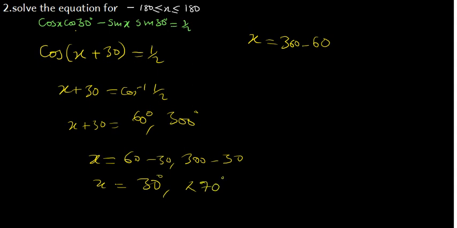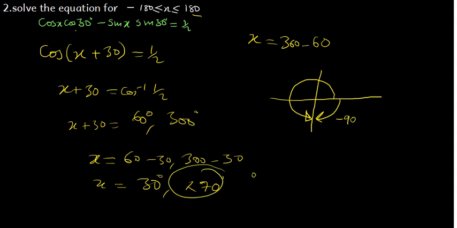Now notice that we only want between negative 180 and positive 180. So if we come on our quadrants like this, if we find 270, positive angles go in this manner. So this is our 270. But because it is out of our range, they've allowed us to use negative angles. We are going to move in the opposite direction. So 270 is the same as negative 90. So instead of writing this, we're going to write negative 90. And so therefore, our x is going to be equal to negative 90 and also 30 degrees. These will be our x values.